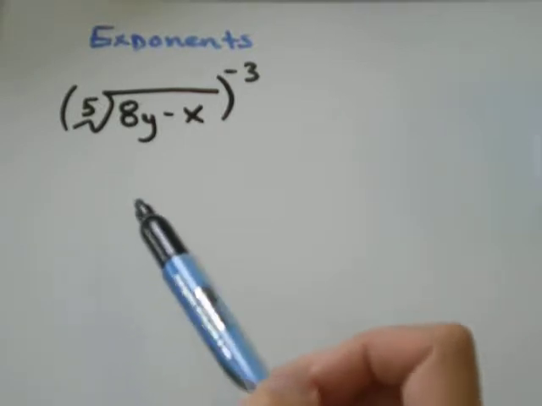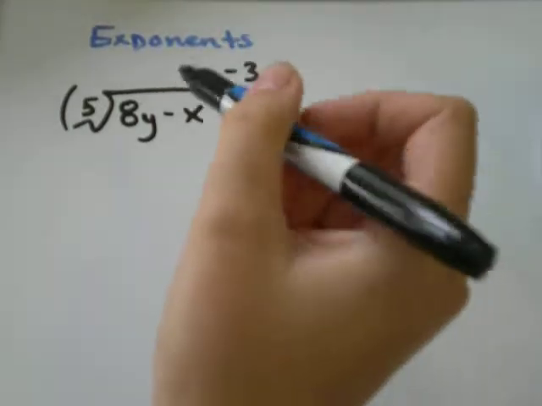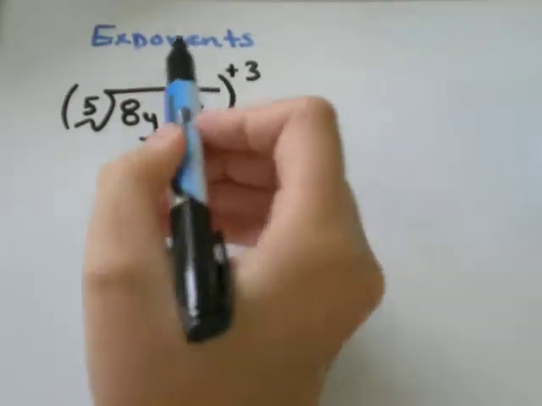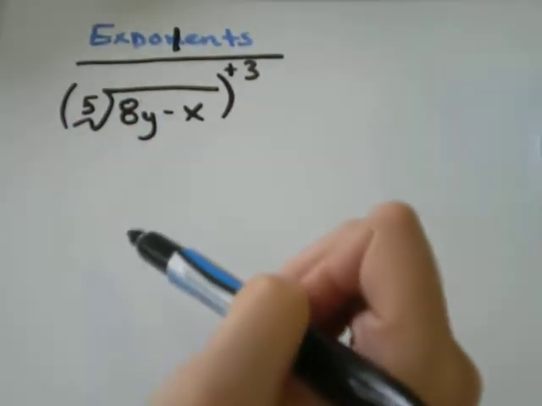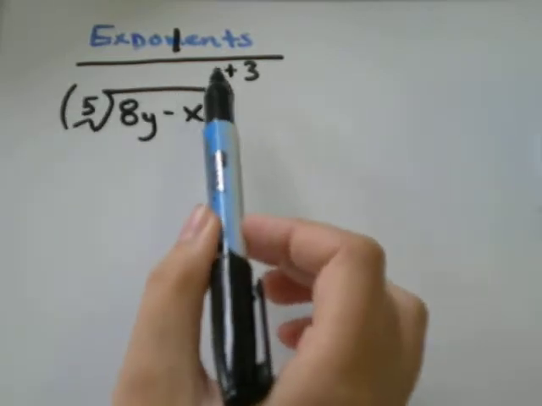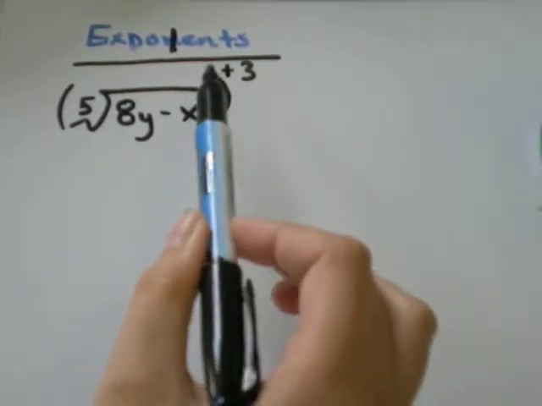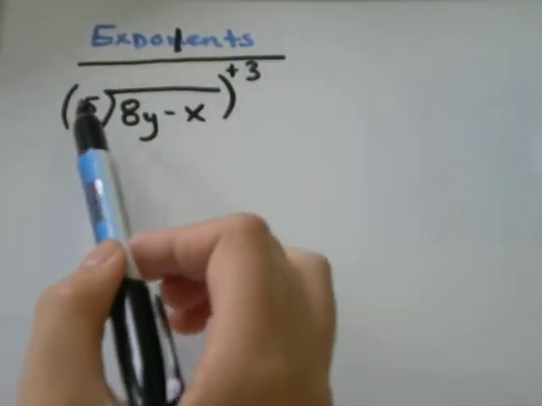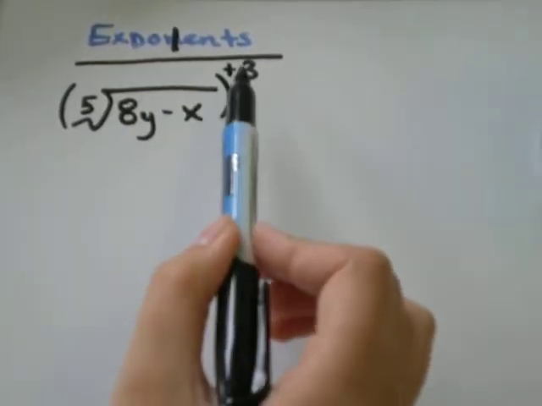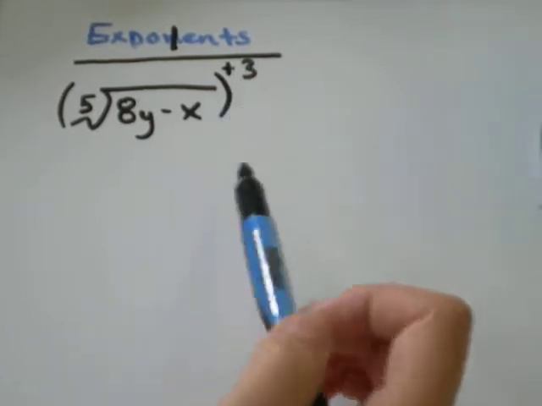So all you need to do with a negative exponent is make it positive and then say that it's 1 over. So the fifth root of 8y minus x to the exponent of negative 3 is really the same as 1 over the fifth root of 8y minus x to the power of positive 3.